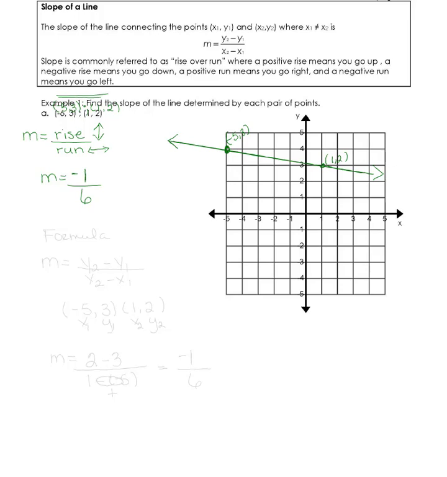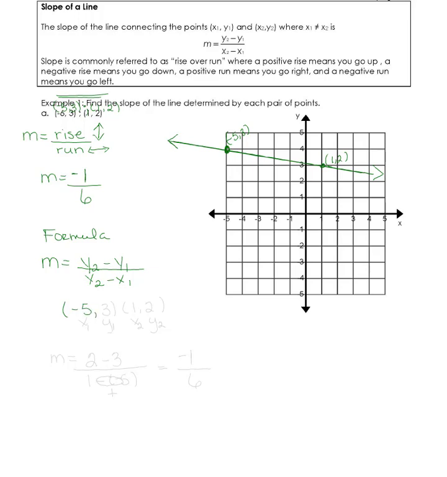Now, if you want to use the formula, M is equal to y sub 2 minus y sub 1. The subscript is saying, hey, we are plotting some points, but we're plotting 2 different sets of points. All over x sub 2 minus x sub 1.